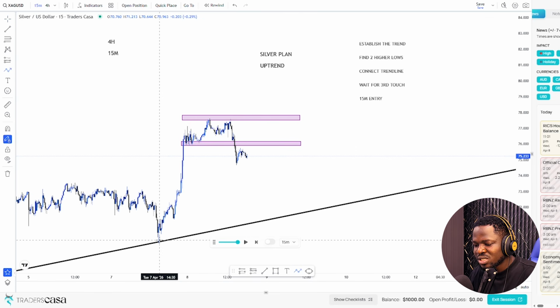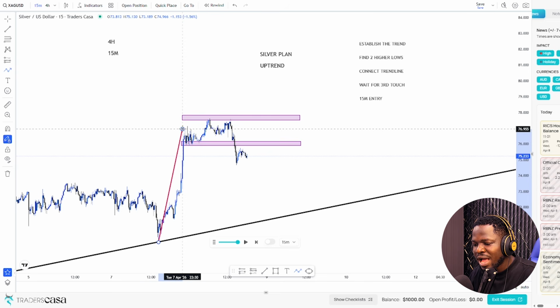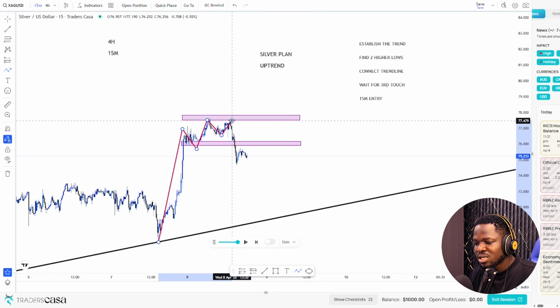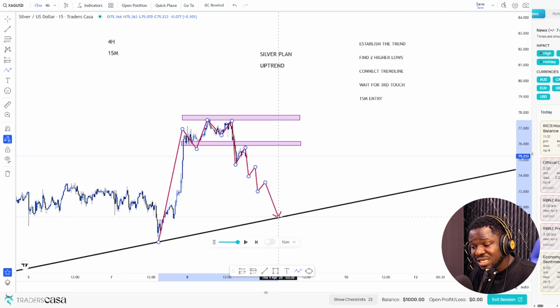If you want to look at the price on 15-minute time frame from another angle, price already established a bearish market because it was a bullish market: higher high, higher low, higher high, higher low. Then price gave us equal high, then price changed the structure to the downside to give us a new lower low. Now price is about to give us a new lower high, lower low, lower high, lower low, lower high until the price mitigates this trend line the third time.